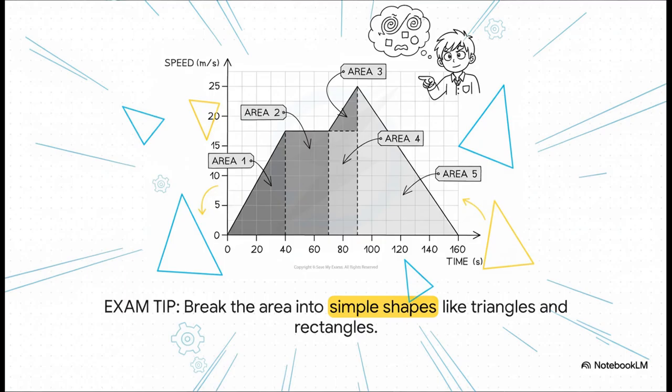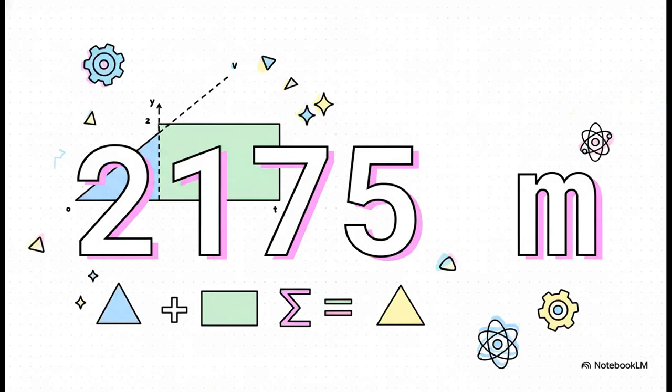The method is always to calculate the area of each of those little shapes one by one. And then you just add them all together at the end. For this particular journey, the total distance traveled is 2,175 meters. Yeah, the calculation might take you a minute, but the method is always the same. Break it down and add it up.